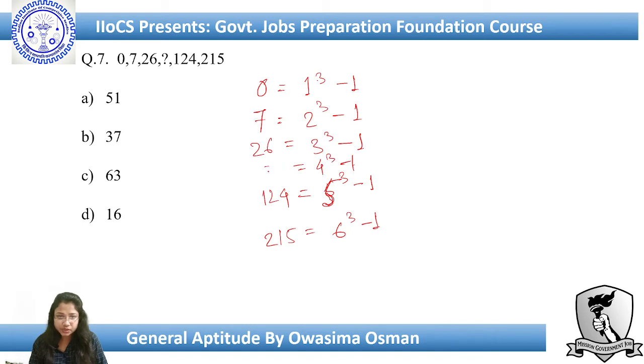So if we do 4 cube minus 1, it will be 64 minus 1, that means 63. So our answer will be option C.